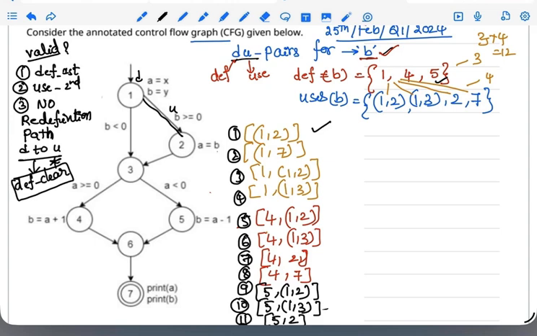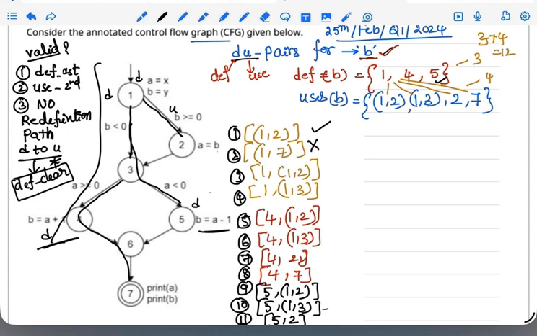Next, 1 to 7. How do we go to 7? 1, 3, 2, 4, like this. Here the definition is at node 1, and at node 4 there is also a redefinition. When we go through the other path, there is also a redefinition of the variable b. So 1 to 7 is not a valid du-pair.